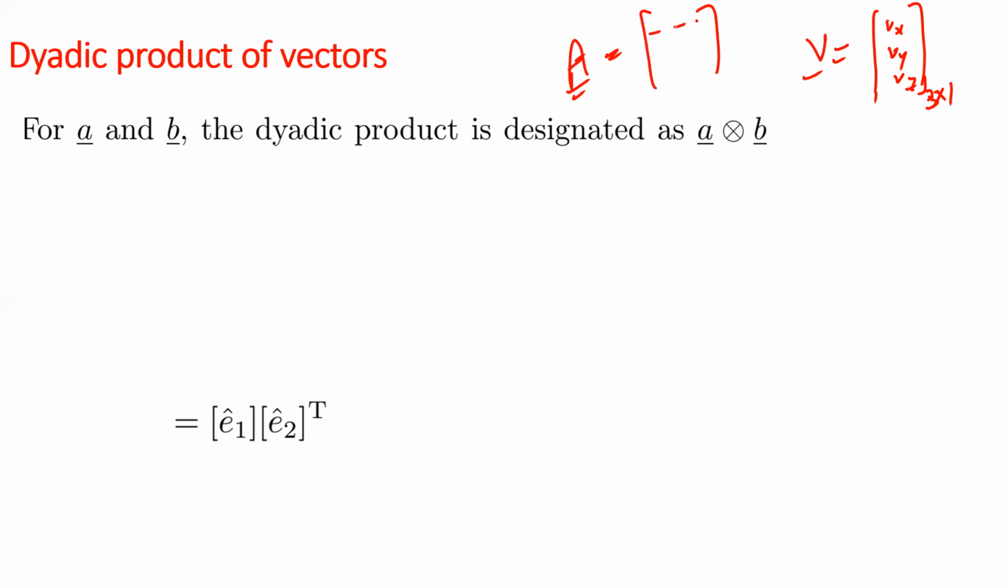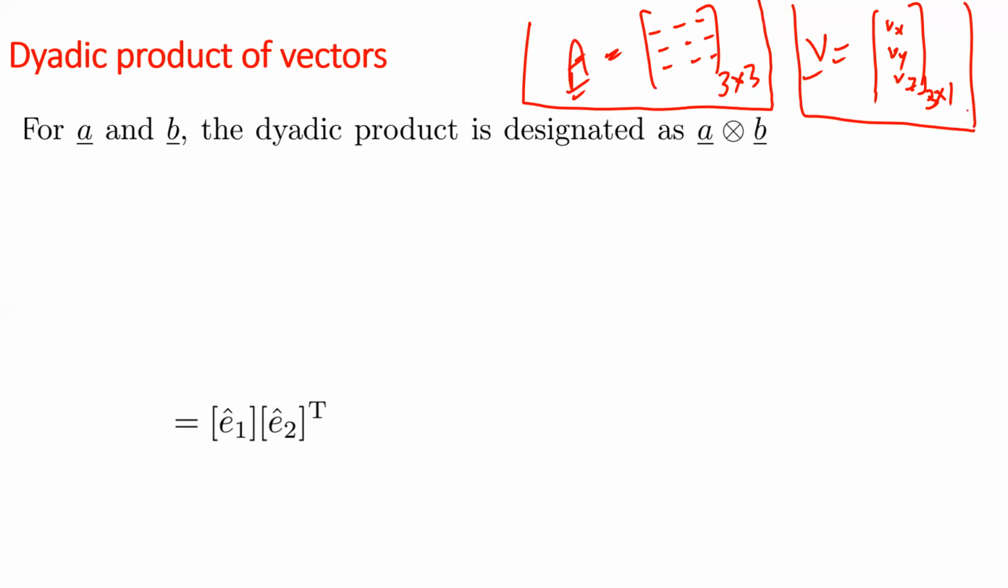Whereas a second order tensor is represented by a matrix which is of size 3 by 3. It need not be symmetric. A second order tensor need not be symmetric. So before we go to tensors, let's visit this dyadic product. But you should have an idea that a second order tensor is represented by a matrix, and a vector can be represented by a column matrix.